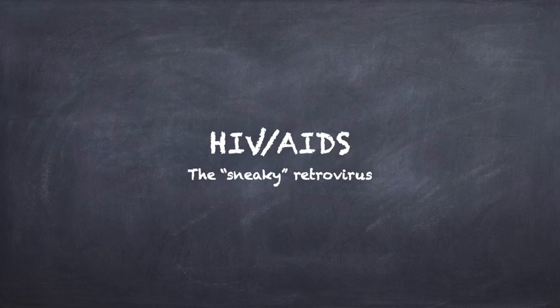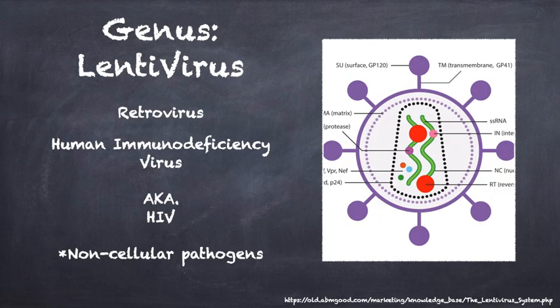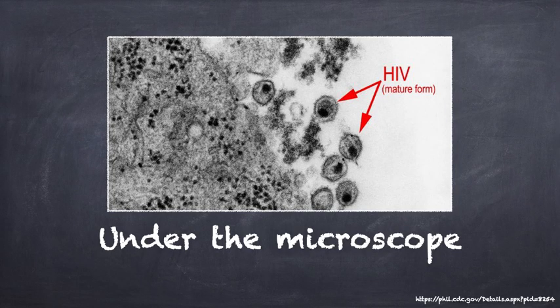All right. Today, let's learn about HIV/AIDS, the sneaky retrovirus. HIV is a virus of the genus lentivirus under the umbrella of a retrovirus. And what exactly is a virus, you might ask? A virus is a non-cellular pathogen which cannot replicate without a host. Here's a picture of HIV under the microscope.